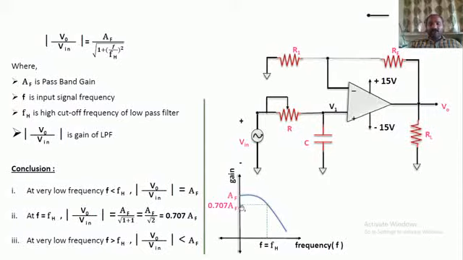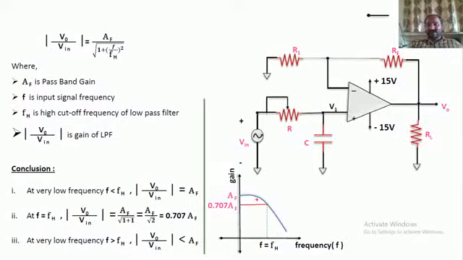At what point is the gain having the value 0.707 times the AF? From there, draw one perpendicular line. This is the other way to calculate the cutoff frequency of your circuit. Take 0.707 times the AF value and draw one perpendicular line onto the graph.